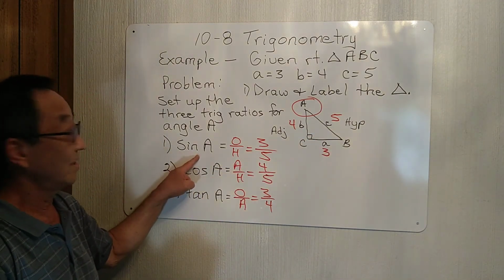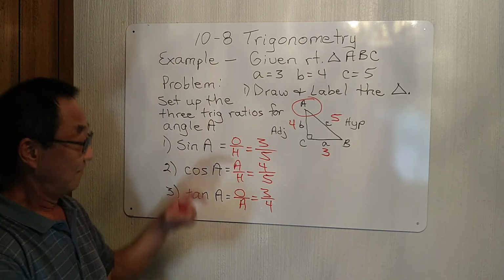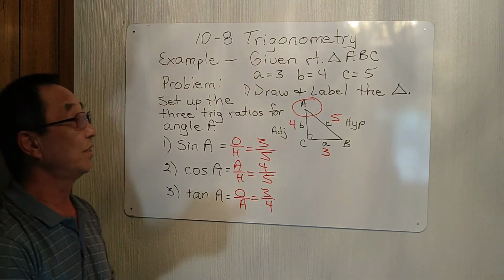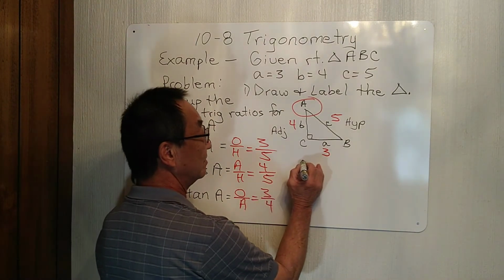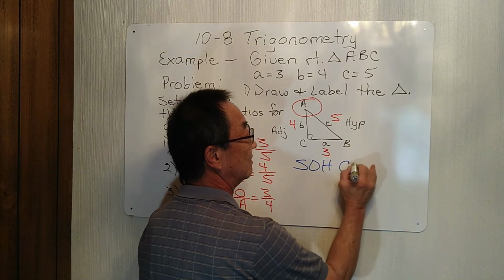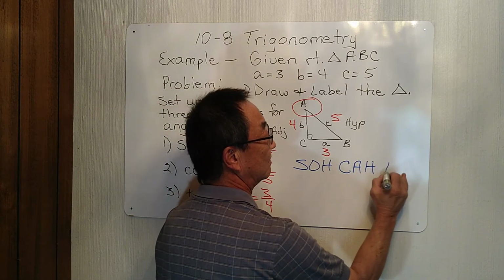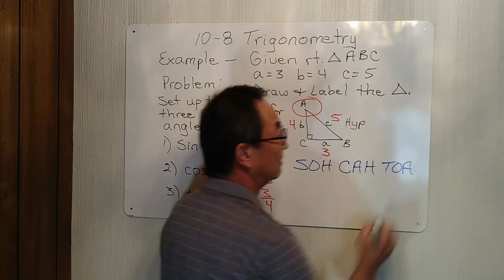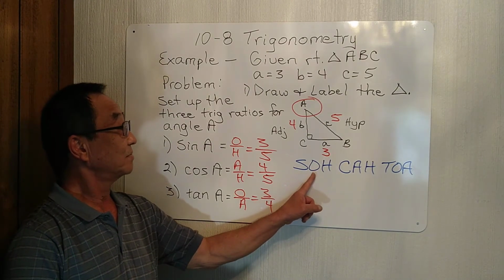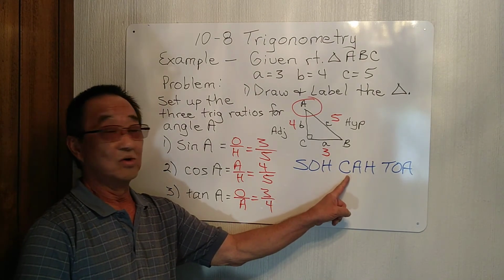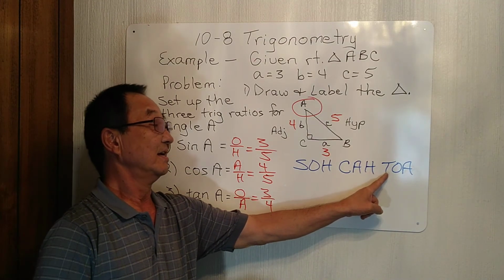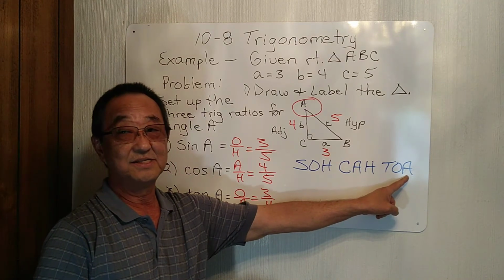Right, there is an acronym that you can memorize for knowing which one is associated with which, and that acronym is called SOHCAHTOA. Right, this is sine is opposite over hypotenuse, cosine is adjacent over hypotenuse, and tangent is opposite over adjacent, right?